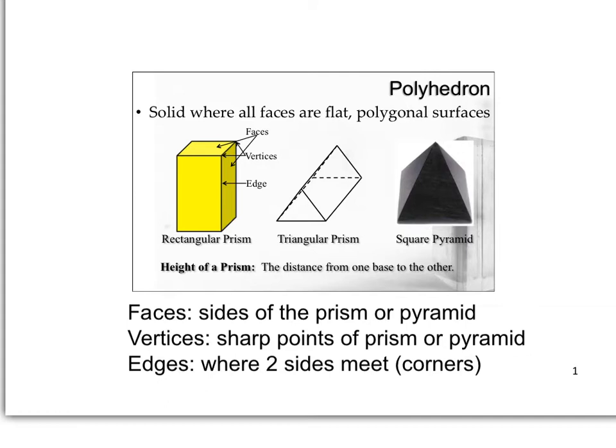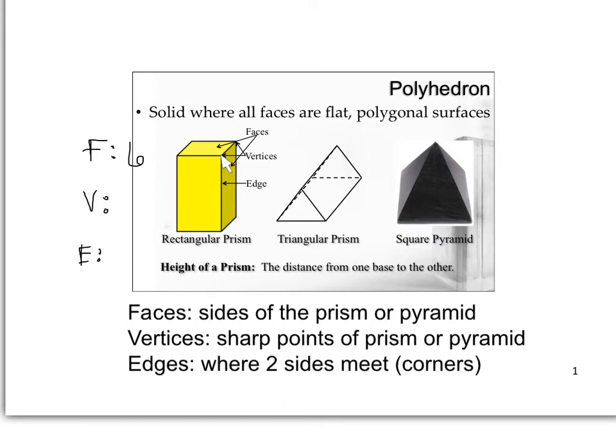So what we want to do here is figure out how many of each there are on these. As we look at this first shape, the rectangular prism, we count up the number of faces, the number of vertices, and the number of edges. The faces here: you've got a front, and then you've got a back, that's 2. You've got a right side, that's 3. You've got a left side, that's 4. And then you have a top and a bottom, that's 5 and 6. So there are 6 faces on the rectangular prism.